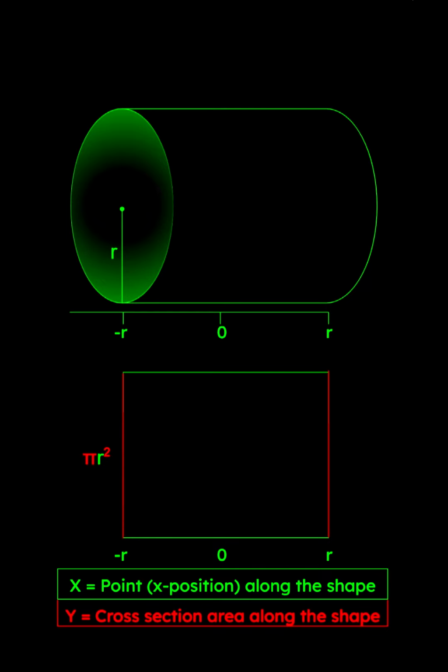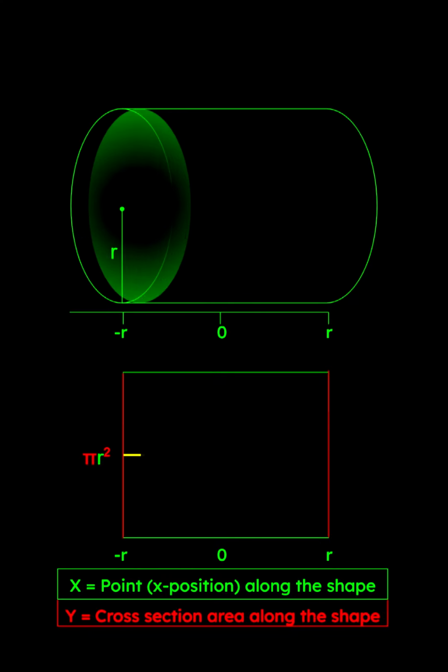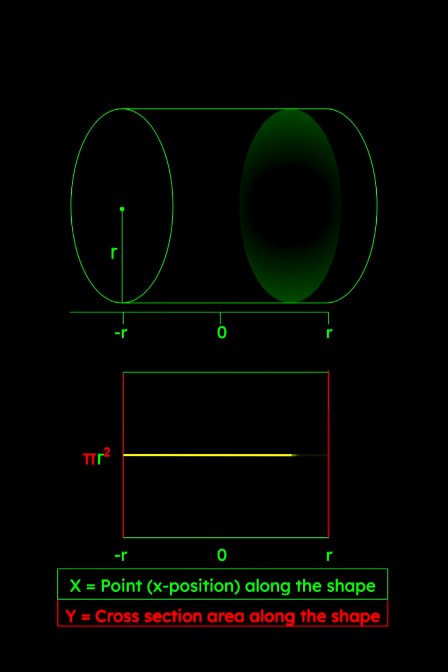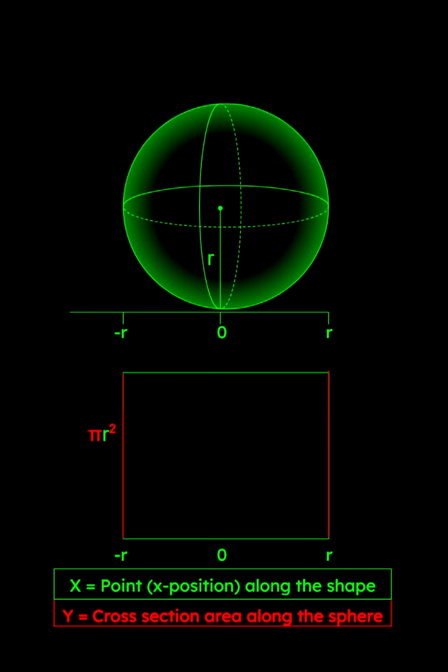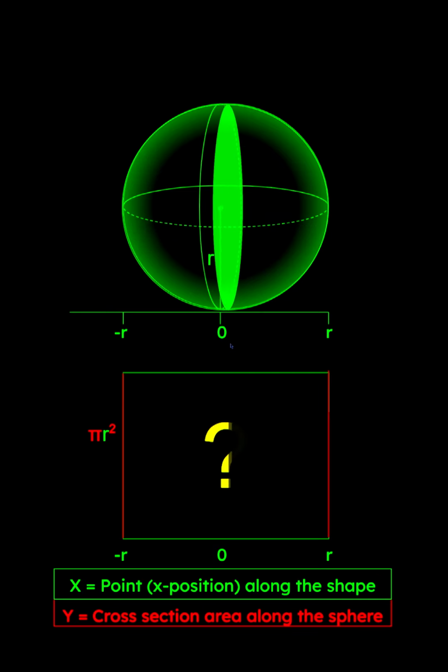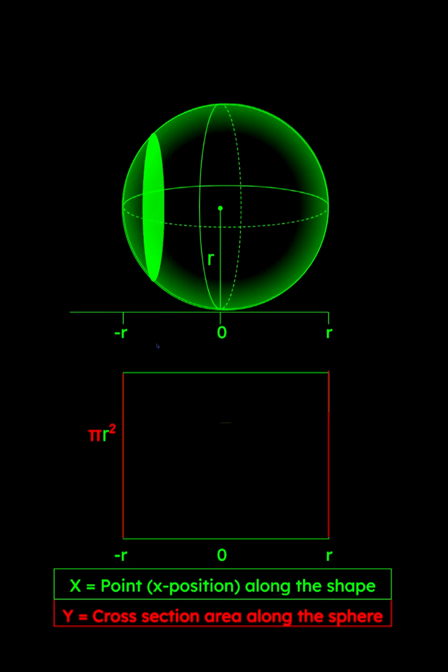To find out the volume of a shape, just make a graph of the area of each two-dimensional slice along the length of the shape, which will sum up the cross-sections, and the area under the graph will be the volume of the shape. For a sphere, however, this process works in the same way, but is more complicated because the cross-sectional area varies quite a bit.